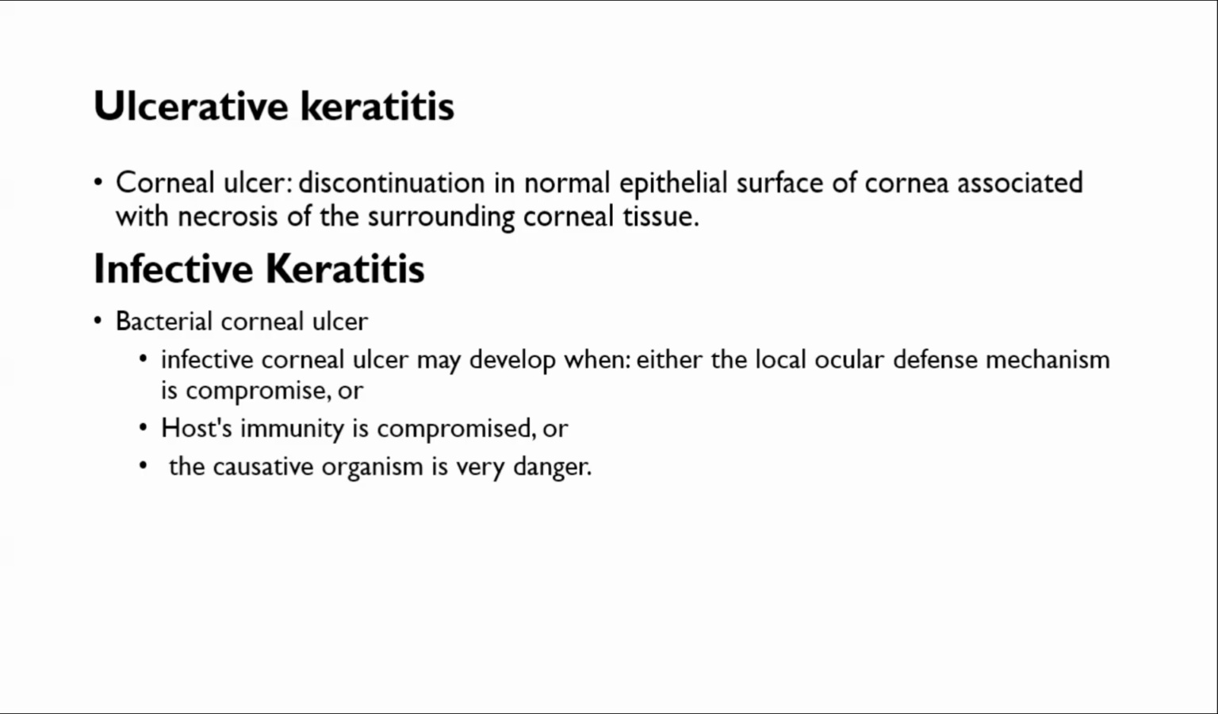Another factor is compromised immunity. If a person's immune system is weak, whether due to systemic conditions like diabetes or the use of immunosuppressive medicines, their ability to fight off infection is reduced, and that will increase the risk of corneal ulcer. The third reason is virulent organisms. Some bacteria are particularly dangerous and can cause severe damage to the cornea even in people with normal immune function. These organisms can rapidly progress to cause an ulcer if not treated properly.